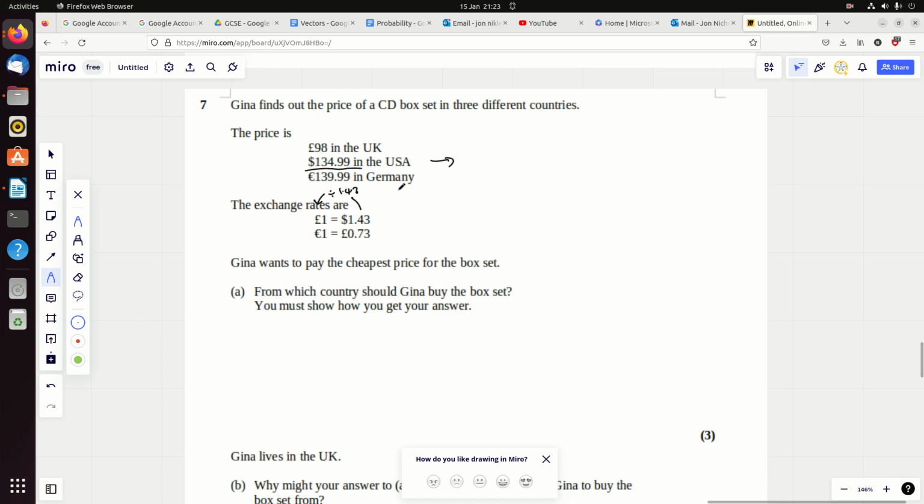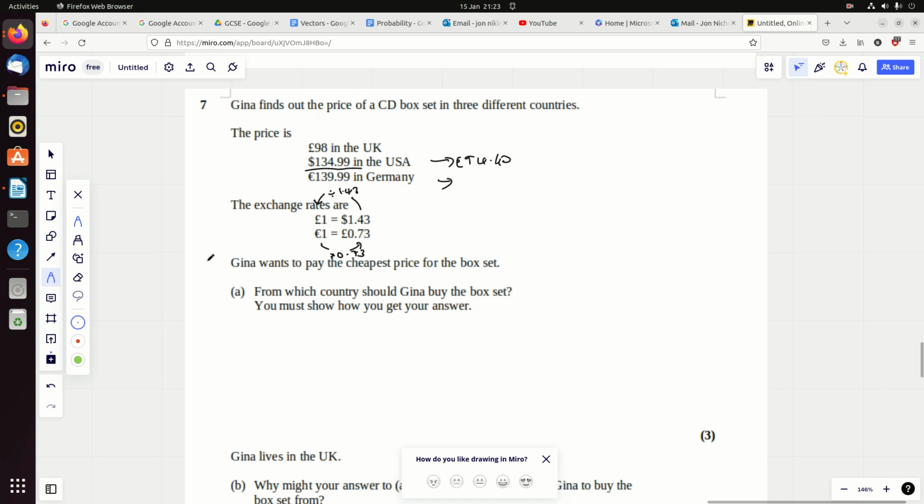134. Oh, wrong mode. 134.99. Sorry, I'm doing this live. Divided by 1.43, and we get £94.40 basically. And put the units on which you've just found. It makes it easier. How do we convert euros to pounds? Well, we're going from euros to pounds. So times by 0.73. That's what I'm going to do there.